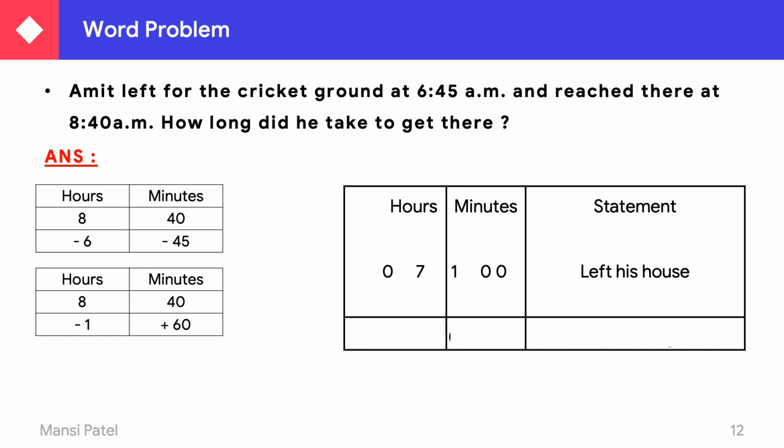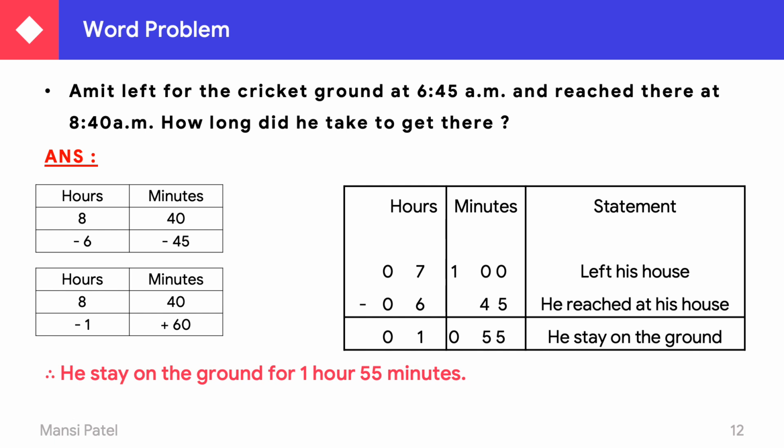This is the time he reached his house. Now from this you have to subtract 6 hours and 45 minutes. This is when he left his house. So we can say 100 minus 45 is 55, and 7 minus 6 is 1. So he stayed on the ground. How long did he take to get there? He stayed on the ground for 1 hour and 55 minutes.